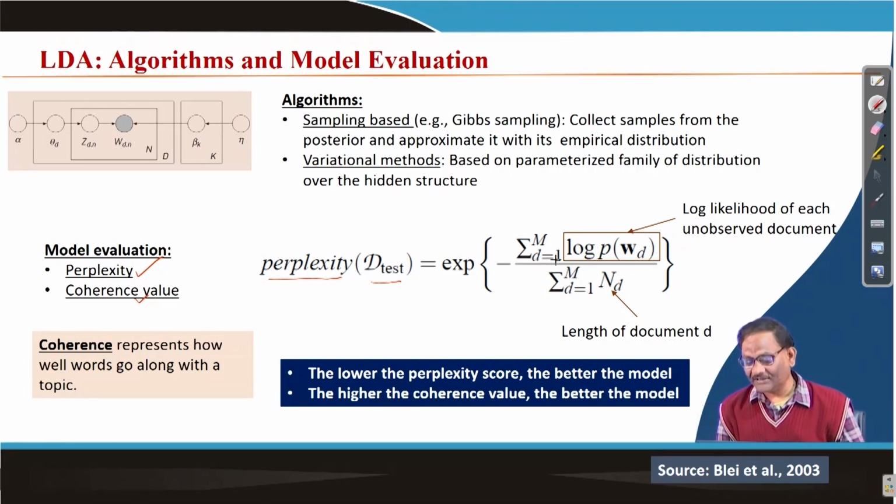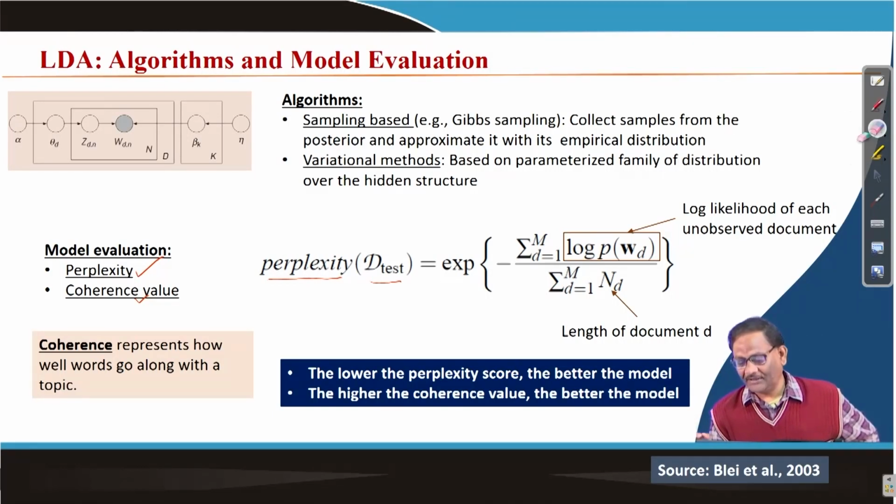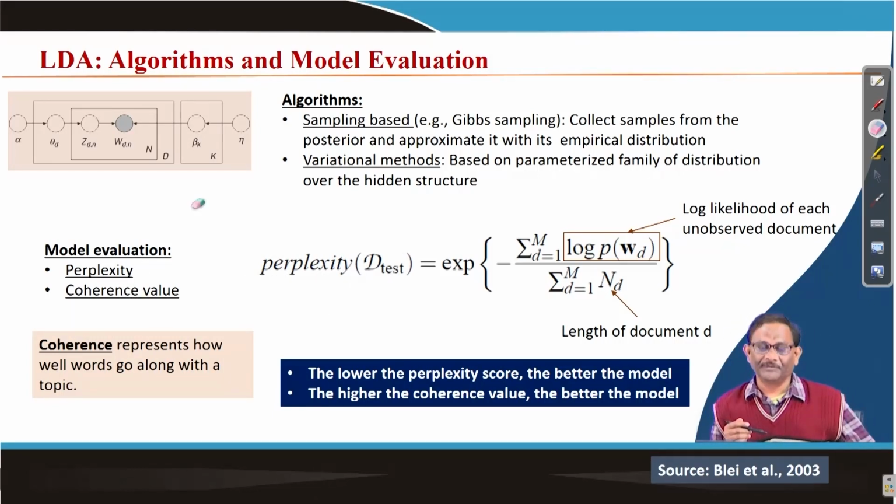Now, you understand what it is? It is basically a sum over all documents. If there are M documents under test, then the log likelihood of each unobserved document, divided by the total length of the documents, where N is the words, considering all the documents, and it is e to the power minus of this, that perplexity value. So, it's a measure of the fit of the LDA based topic allocation or topic models.